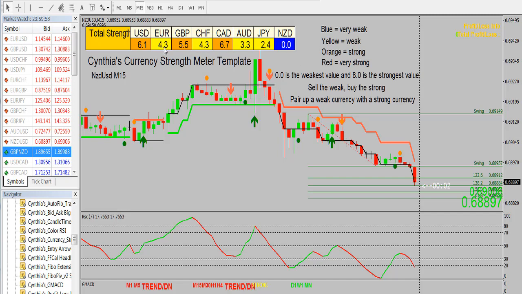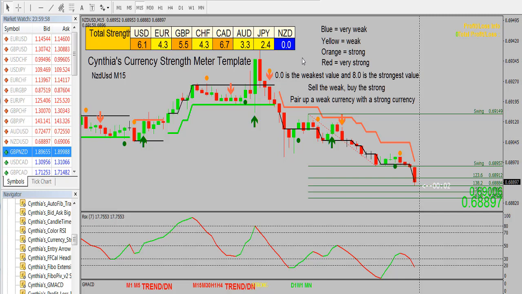And then we have orange, which is strong, and then there's usually a red currency in the meter, but right now it's the end of the day on Friday. This is the very last candle of the day, and there's no red currency, so that means there's no currency that's super strong. But we do have several orange currencies which are considered strong, and we have several yellow currencies which are considered weak.